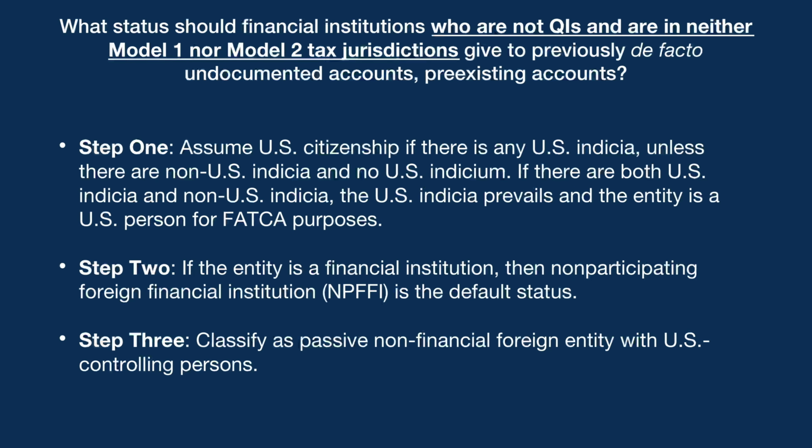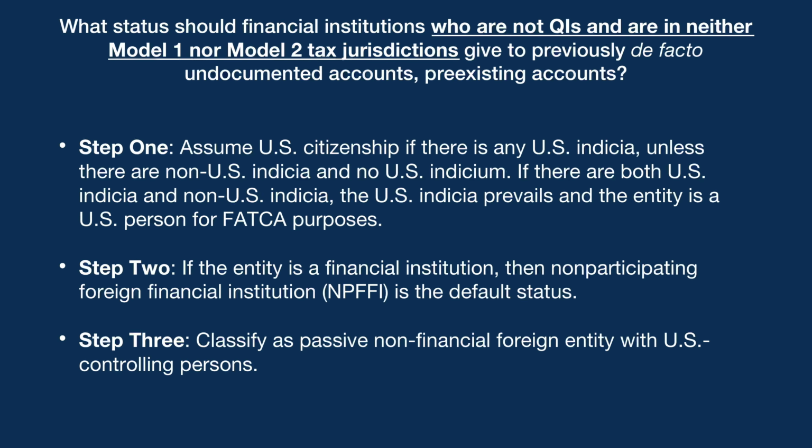What status should financial institutions who are not QIs and are in neither Model 1 nor Model 2 tax jurisdictions give to previously de facto undocumented pre-existing accounts? Step 1. Assume US citizenship if there is any US indicia, unless there are non-US indicia and no US indicium. If there are both US indicia and non-US indicia, the US indicia prevails and the entity is a US person for FATCA purposes. So if at the end of Step 1 you've given the entity a reportable FATCA status, you wouldn't proceed to Step 2 for that particular customer.